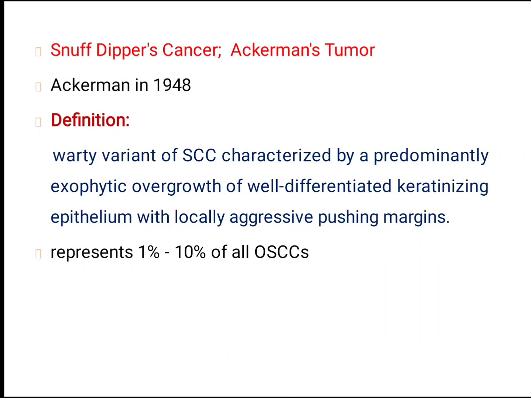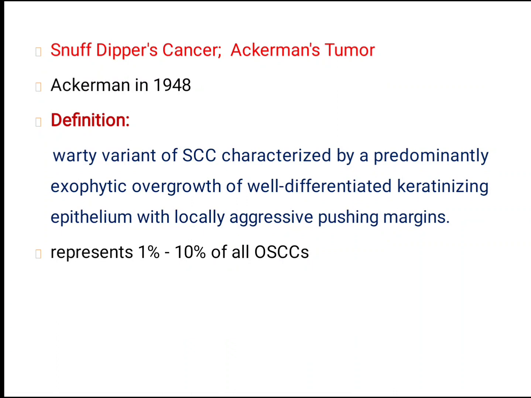Verrucous carcinoma is a white variant of squamous cell carcinoma which is characterized by a predominantly exophytic overgrowth of well-differentiated keratinizing epithelium with locally aggressive pushing margin. So in the definition, we see it is a variant of squamous cell carcinoma and it is characterized by exophytic growth, just like cauliflower-like appearances. We will see overgrowth of well differentiated keratinizing epithelium.